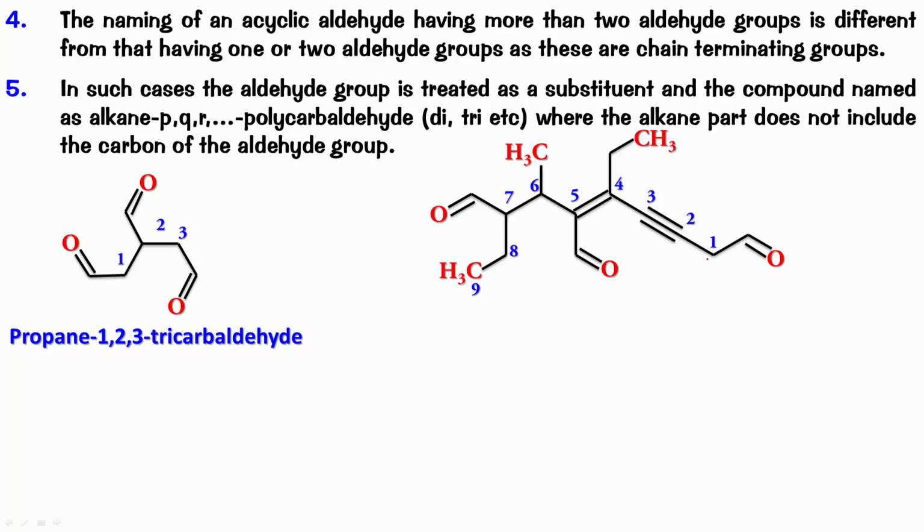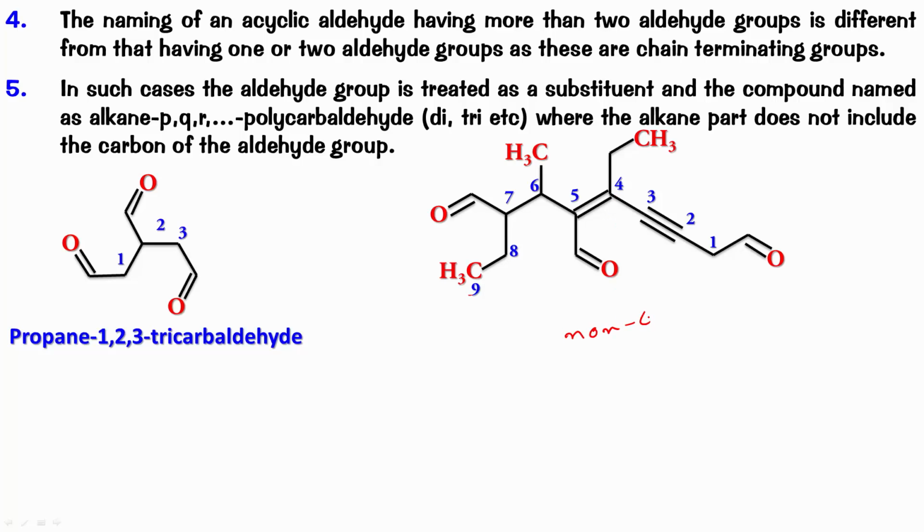So how am I going to name this? What is the parent called? The parent is called non-4-en-2-yne-1,5,7-tricarbaldehyde. Because it's 9 carbons, so it is non.